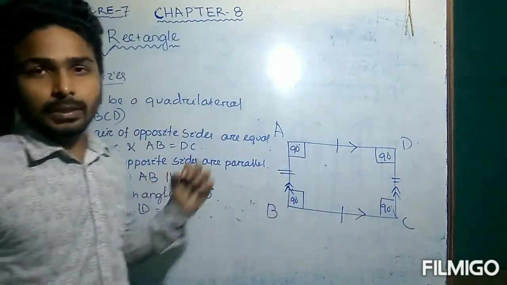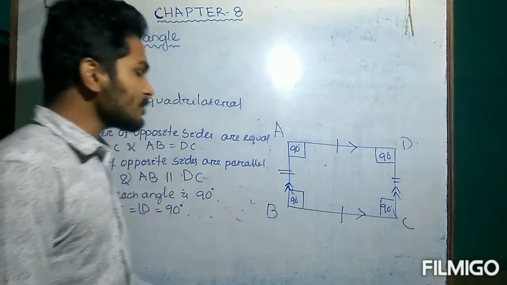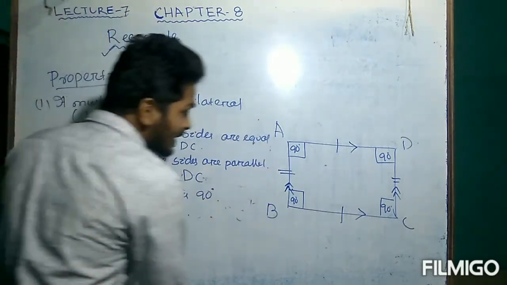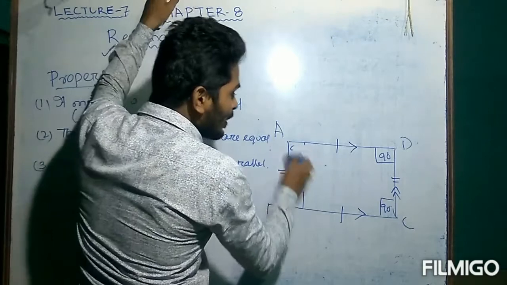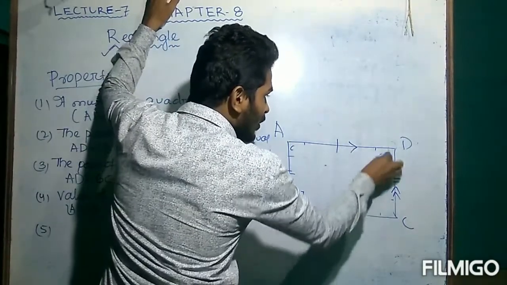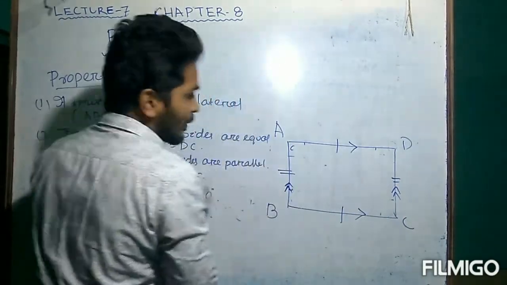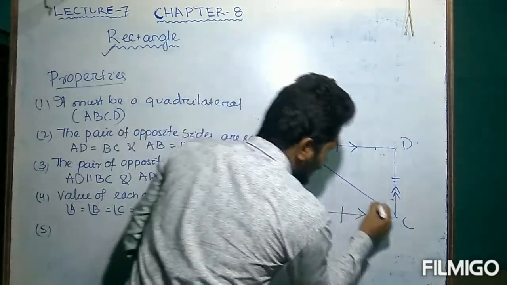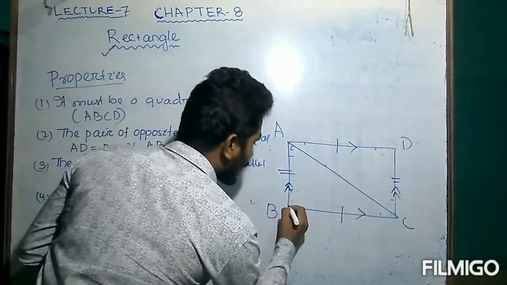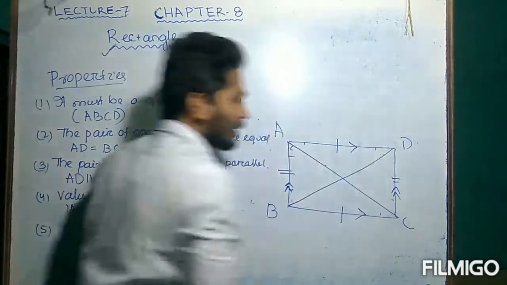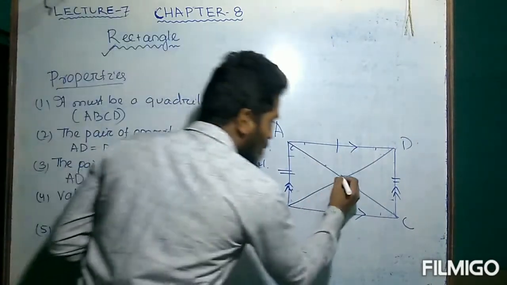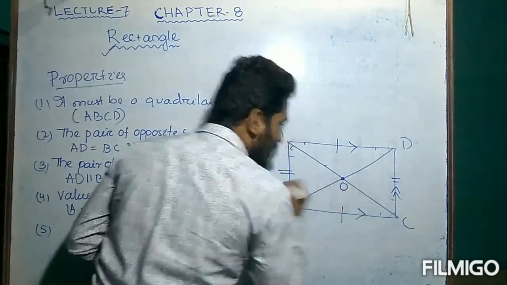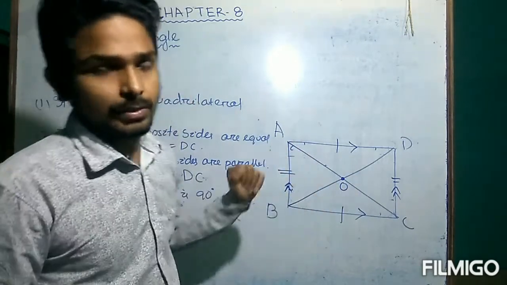Coming to the fifth property, what does the fifth property state? It states that whenever we draw two diagonals of a rectangle, okay, let's draw two diagonals. AC is the first diagonal and BD is the second diagonal, isn't it? They both intersect each other at a point. That point is known as the point of intersection, right?